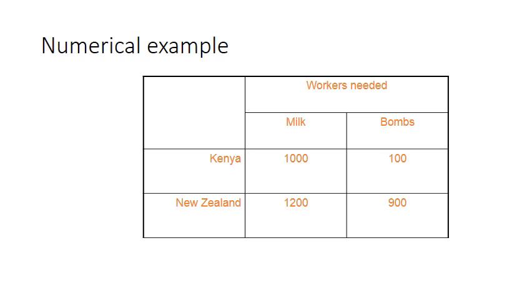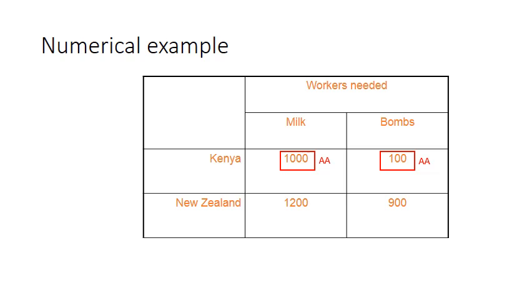So if we first consider who has absolute advantage in each good, well, in producing milk, Kenya only needs 1,000 workers, while New Zealand needs 1,200 workers. So it's quite straightforward to see there that Kenya has absolute advantage in producing milk. It needs fewer resources in order to produce the good. In the case of bombs, Kenya only needs 100 workers, New Zealand needs 900. So again, Kenya has absolute advantage in producing bombs. Kenya has absolute advantage in producing both of the goods that we're looking at here.